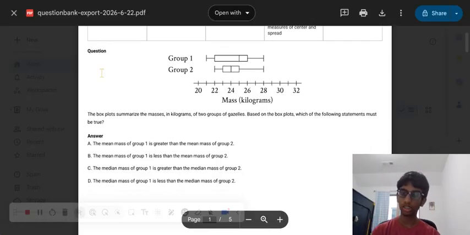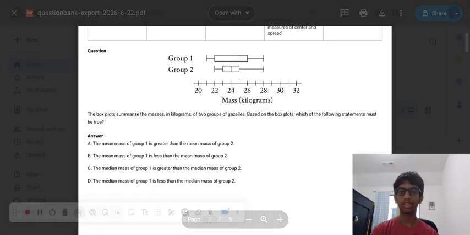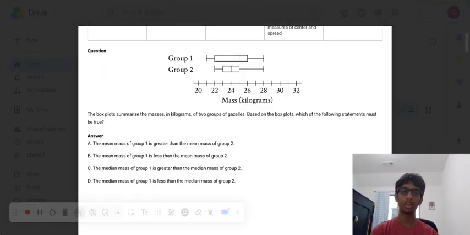So the first question states, the box plot summarizes the masses in kilograms of 2 groups of gazelles. Based on the box plots, which of the following statements must be true? A, the mean mass of group 1 is greater than the mean mass of group 2. B, the mean mass of group 1 is less than the mean mass of group 2. C, the median mass of group 1 is greater than the median mass of group 2. And D, the median mass of group 1 is less than the median mass of group 2.